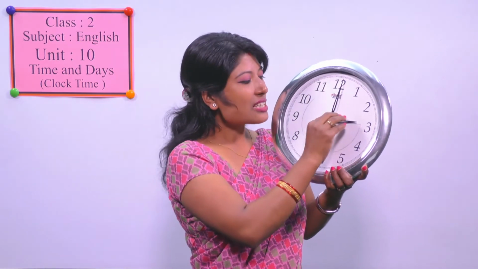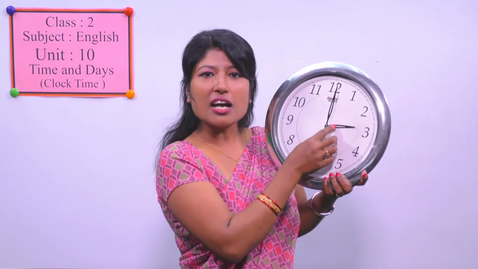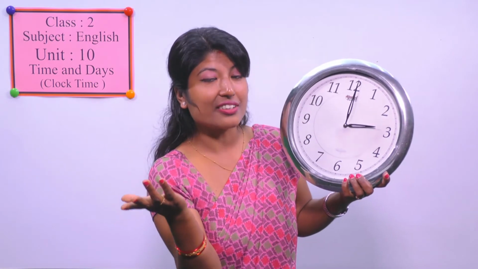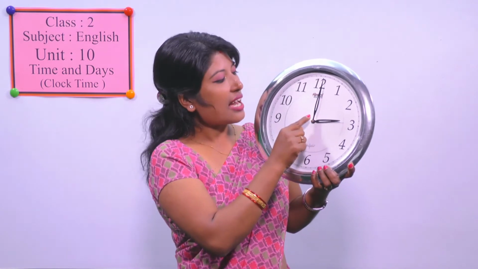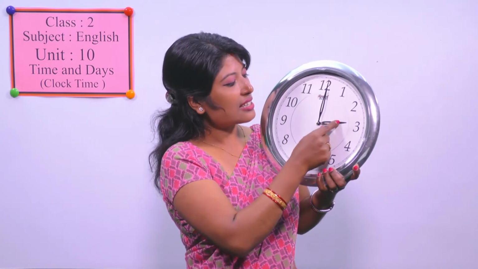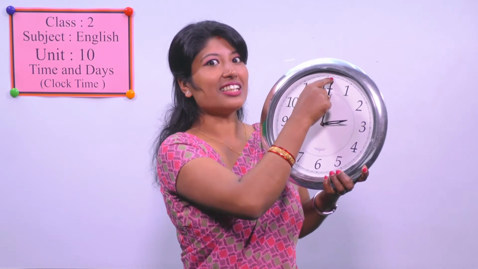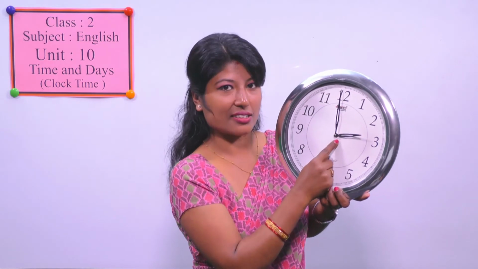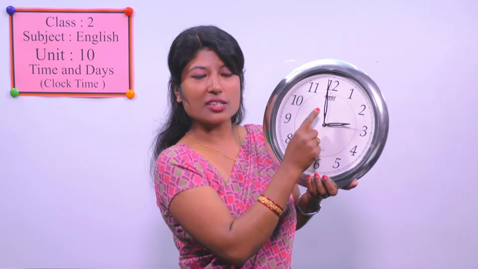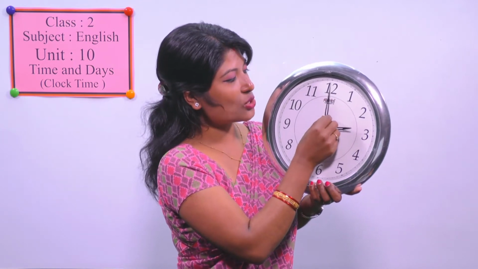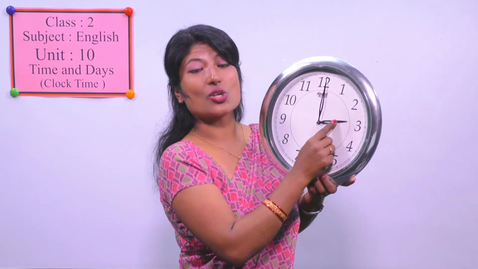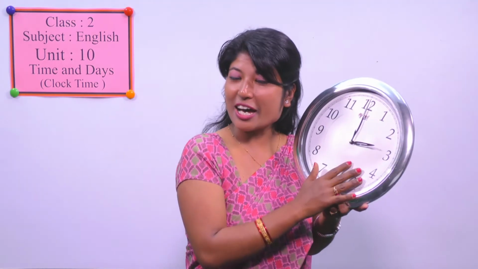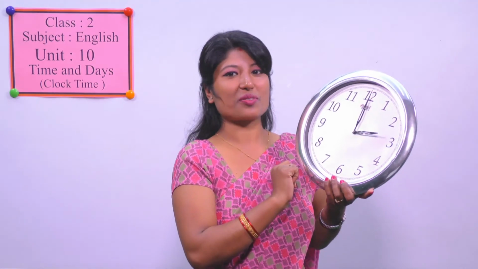Let me tell you. This shorter hand is called the hour hand. 1 hour, 2 hours, 3 hours, right? And this long one also has a name. The name of this long hand is the minute hand. 1 minute, 2 minutes, 3 minutes, right? It shows minutes and it shows hours. And how do we come to know about time? We will discuss later. Okay?